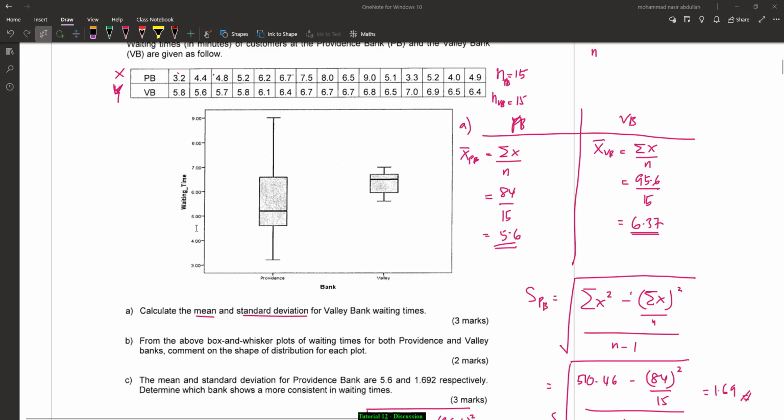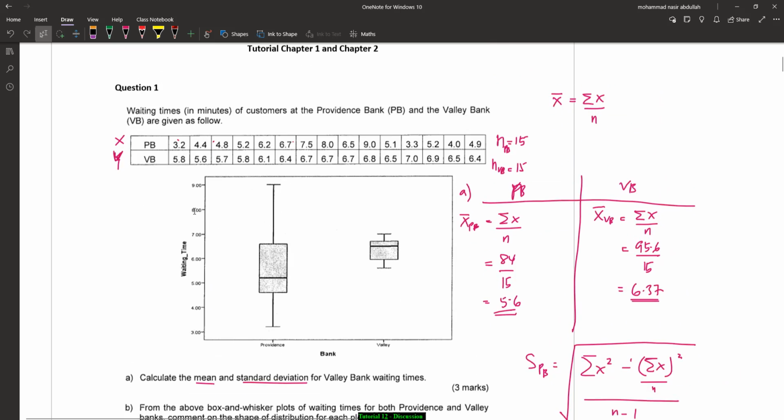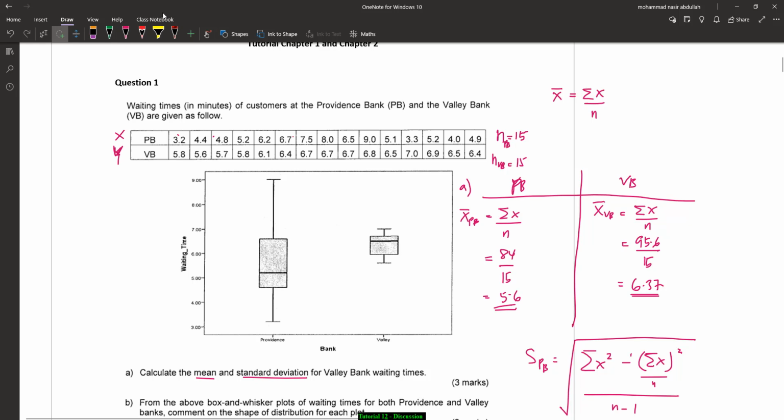So now B, from the box and whisker plot of waiting times for both Providence Valley banks, comment the shape of distribution of each plot. So the shape of distribution, let's say you kena rotate lah. Boleh I rotate this one? I boleh copy tak? Oh, tak boleh. So you need to rotate 90 degrees, right? So you kena tengok this one for the lowest and this is the maximum.